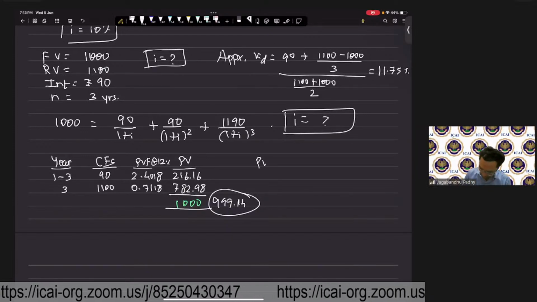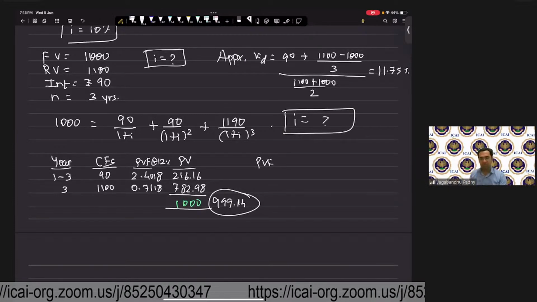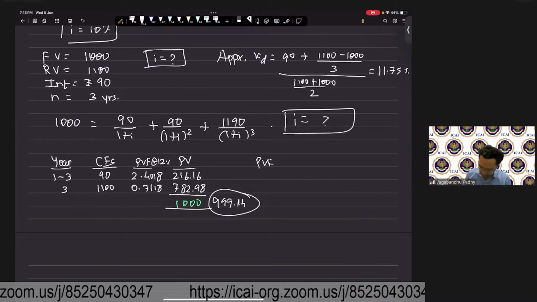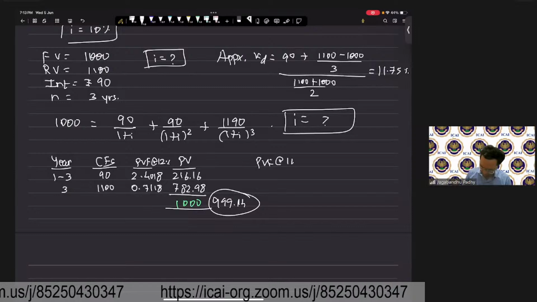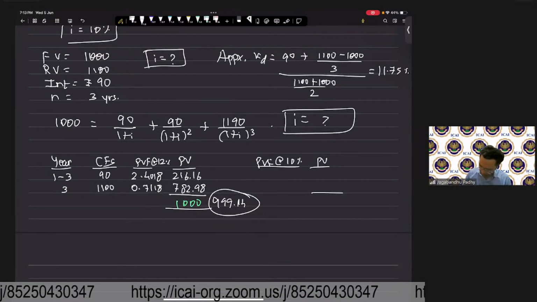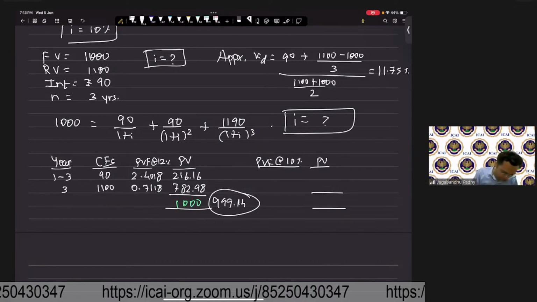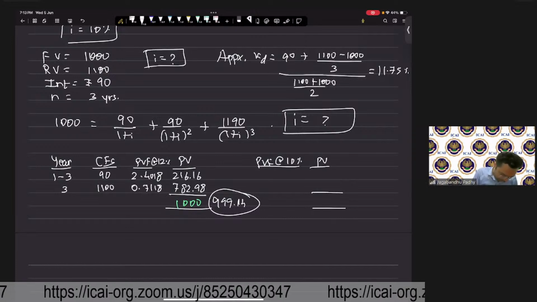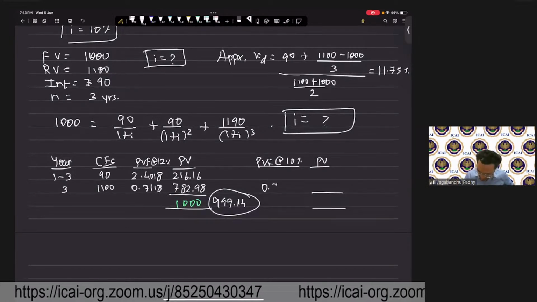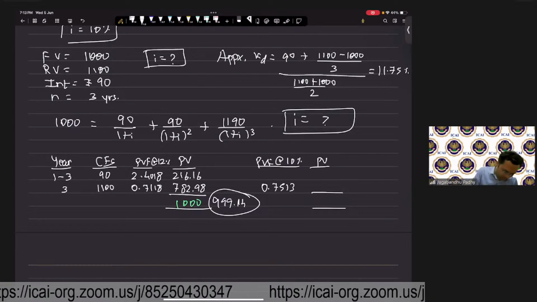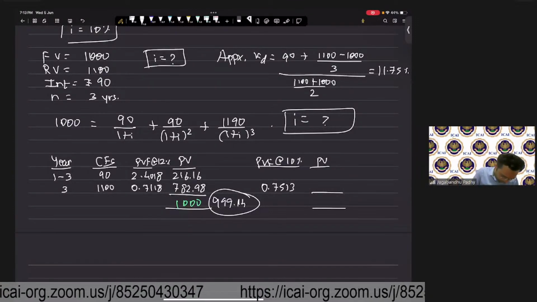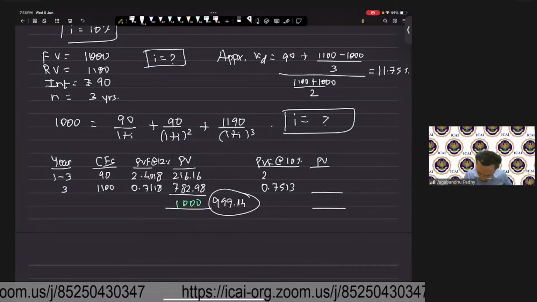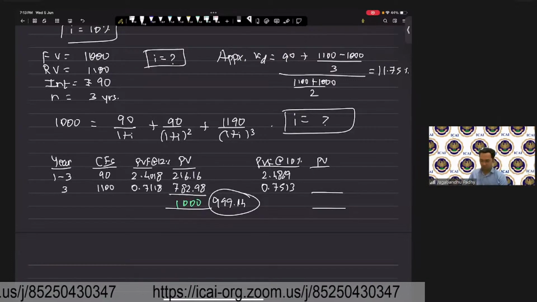So I need to take a lower rate. If I reduce the rate, the PV factors will be higher and the value is also supposed to be higher. Let's take 10% maybe, and then we take the PV. At 10%, this is 0.7513, and the cumulative factor is going to be 2.486.